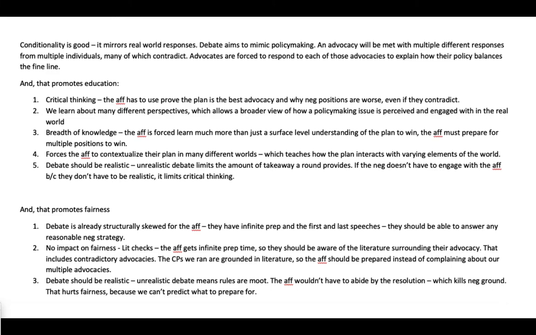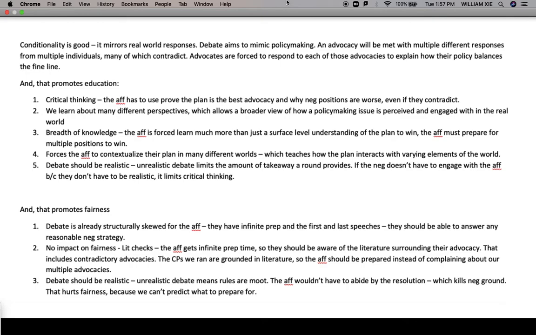So conditionality is good. Here's the thesis. It mirrors real-world responses. Debate aims to mimic policymaking, and advocacy will be met with multiple different responses from multiple individuals, many of which contradict. Advocates are forced to respond to each of those advocacies to explain how their policy balances the fine line. So what can we really glean from this?